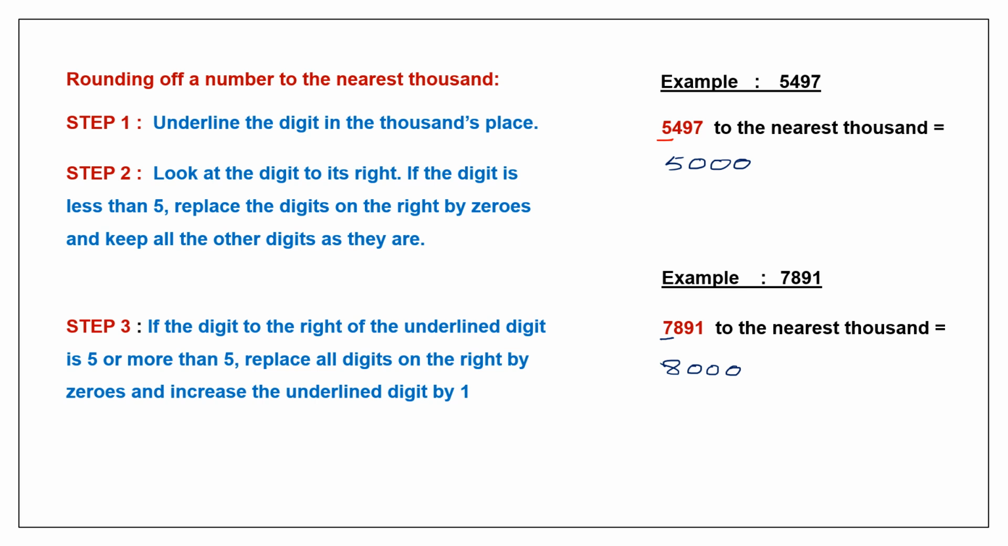So this is what we need to keep in mind. Underline the digit in the thousands place. Look at the digit to its right. If it's less than 5, replace it by zeros and leave this number as it is. If it is more than 5, replace it all by zeros but increase the thousands place by 1. So this is how we round off numbers to the nearest 10, 100 and 1000.